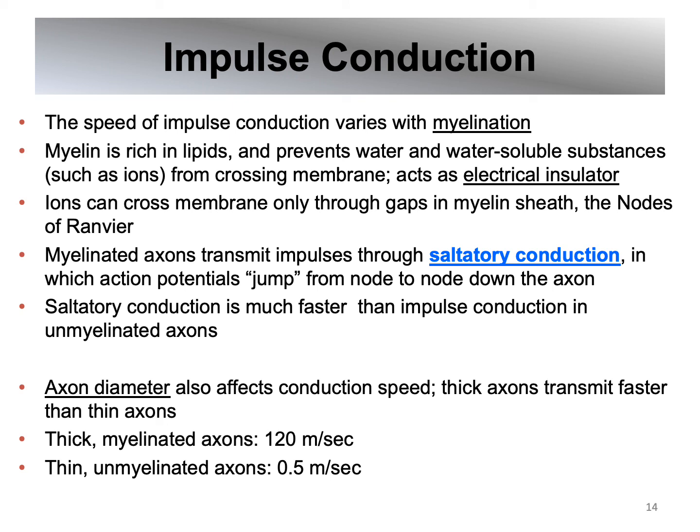Axon diameter also affects conduction speed, and thick axons transmit faster compared to thin axons. In thick myelinated axons, the speed is 120 meters per second. However, in thin and unmyelinated axons, the speed is only half a meter per second, 0.5 meters.